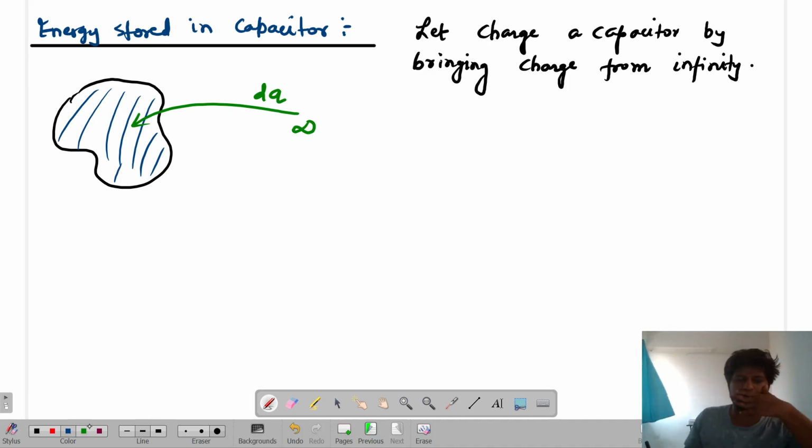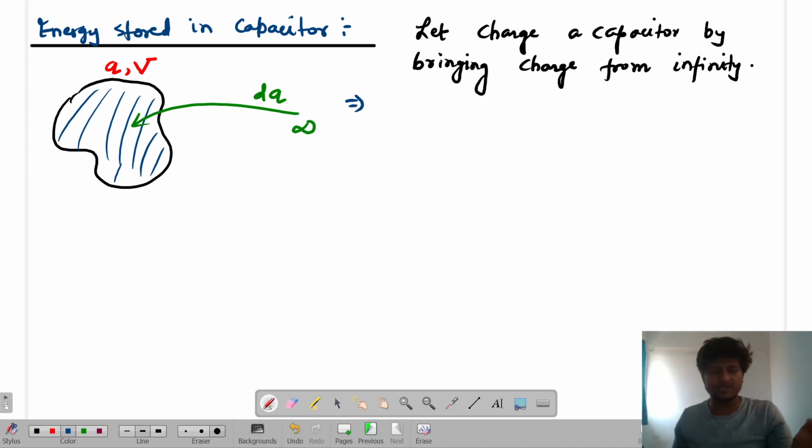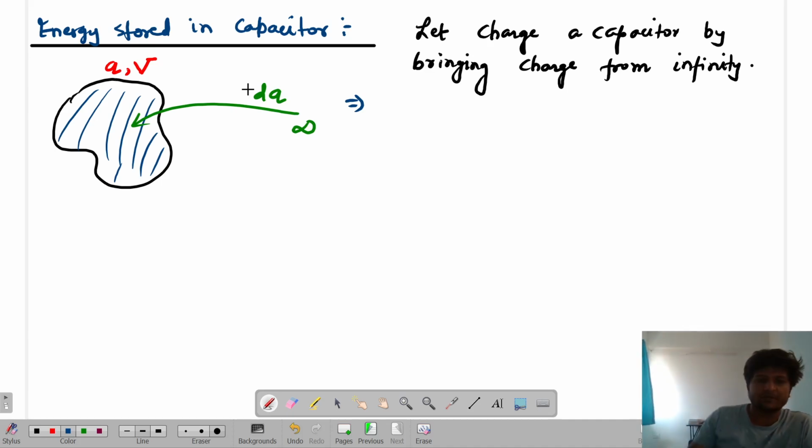Now, to bring this charge, I need to do some work, or not? Yes. And this body originally has some charge q and some potential V over there. So to bring this charge dq inside the body, you need to do some work. But that work can be stored as energy itself. The electrostatic force is a conservative force, so that work is equal to the negative of the change in potential energy. That means that potential energy can be stored as energy in the body, or not?